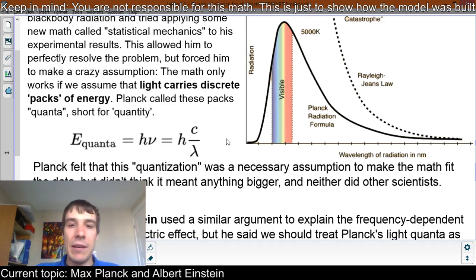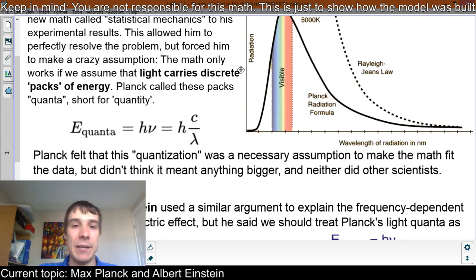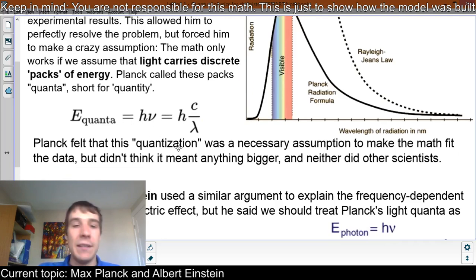And he went, okay, well, I mean, it fits the data incredibly well, so I'm going to keep it as a formula that kind of helps us predict blackbody radiation. But he felt that concept of a bunch of radiators and that light has to have a specific energy, he thought that was a weakness in the theory. He thought it was a necessary assumption. He didn't think it meant anything bigger.